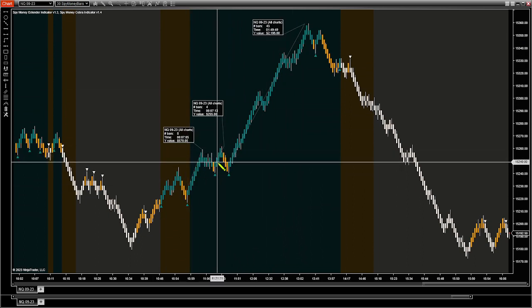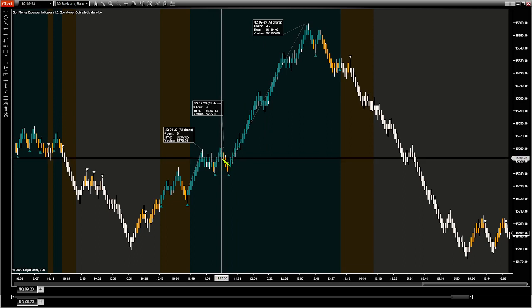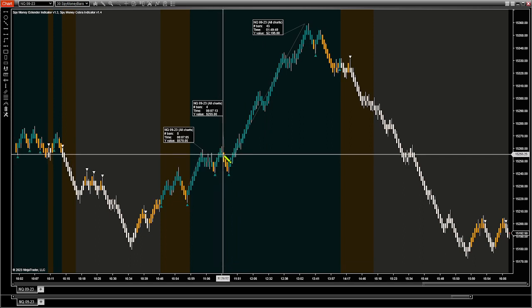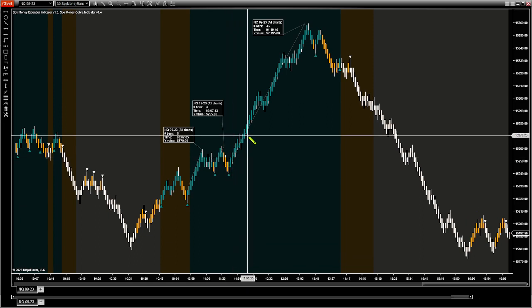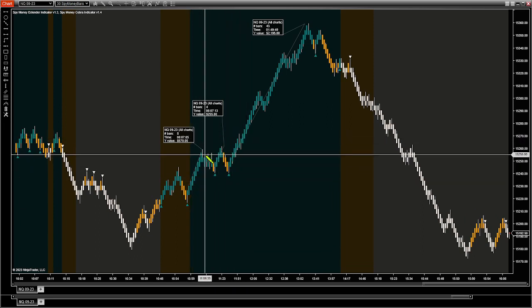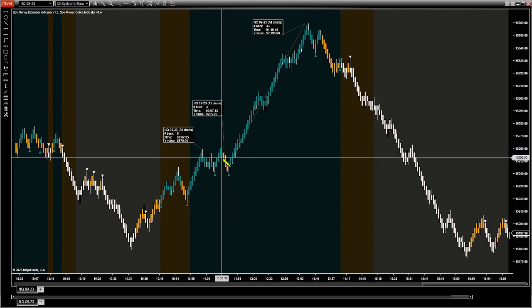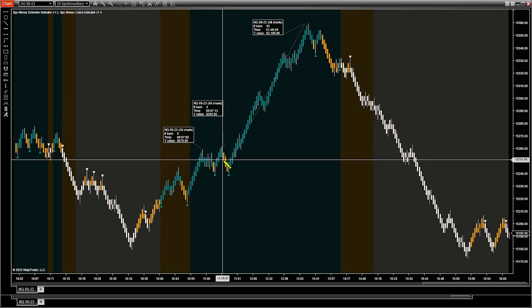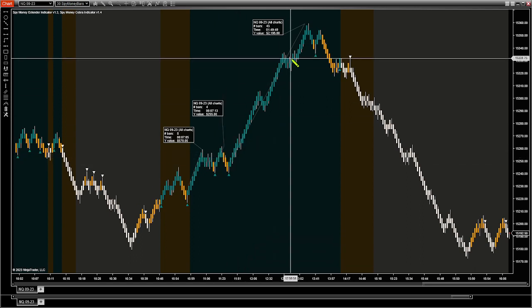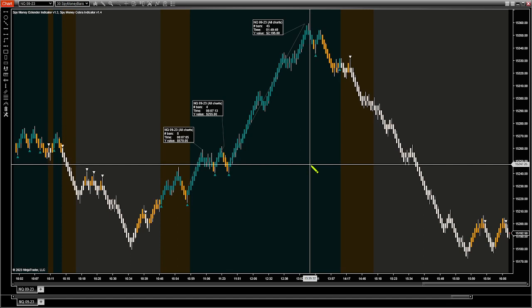With me, I probably would have gotten out right on through here. Once it gets going, I want it to keep pushing. If it starts pulling back, I want out. And then I would get in again here. So this one would have been a moneymaker. This one would have been over break even, but you can see that you'd probably have made $150 or maybe $200 on this one. And then this one, it depends on how you would have worked your stop.